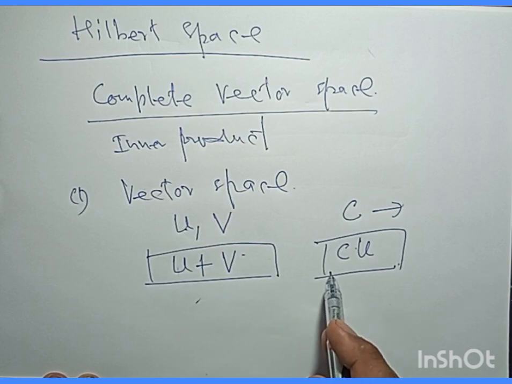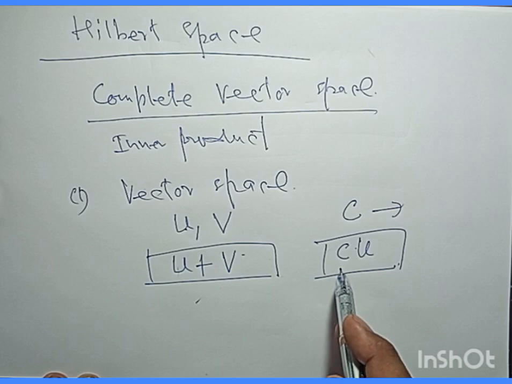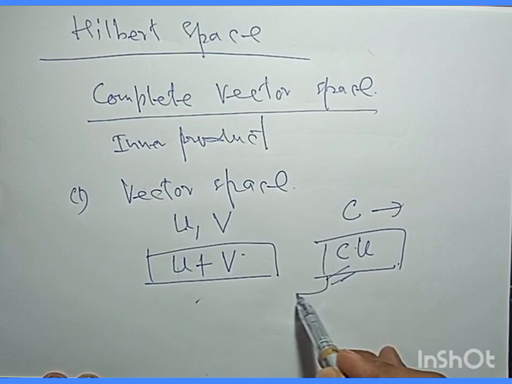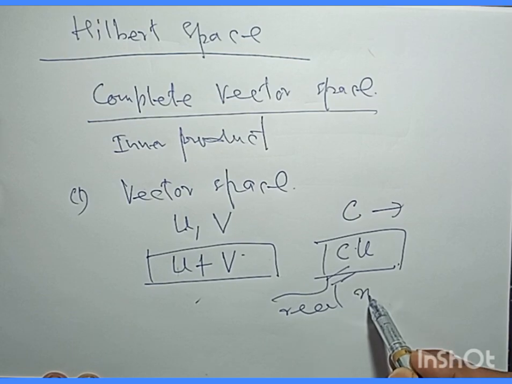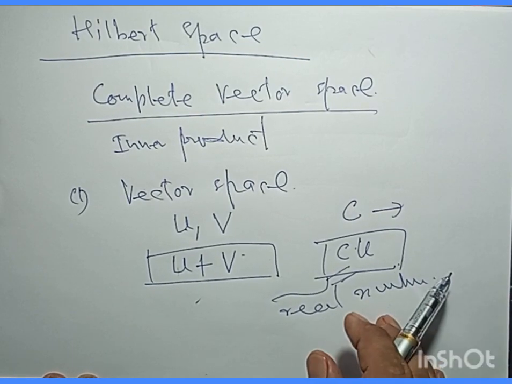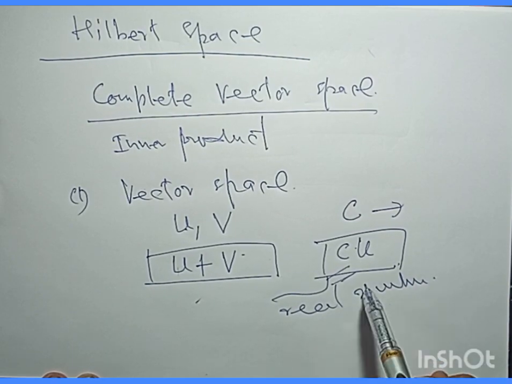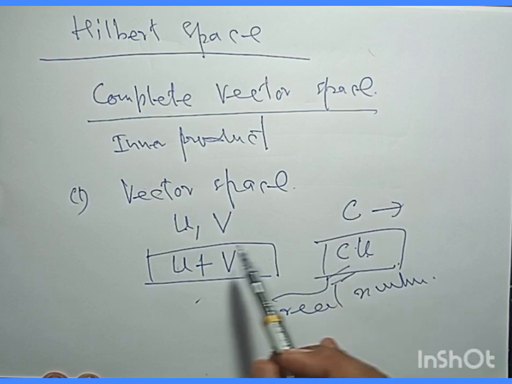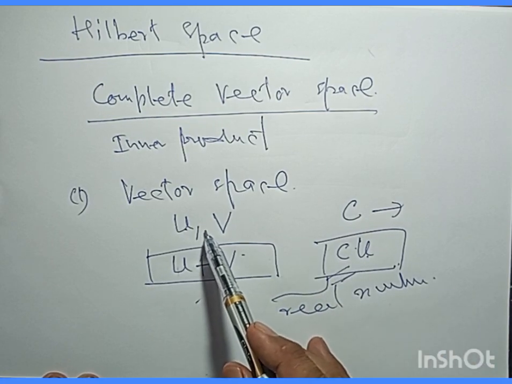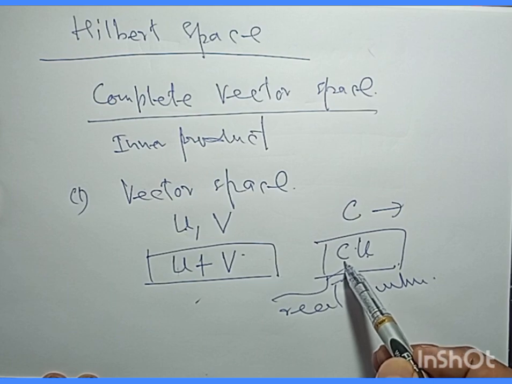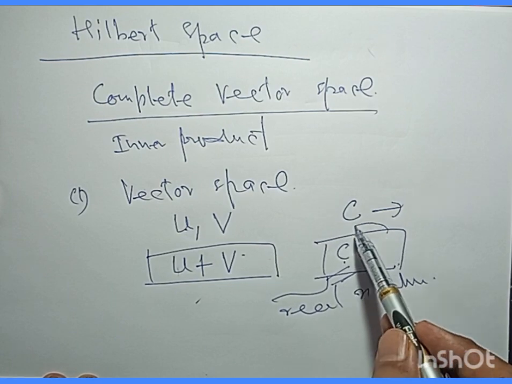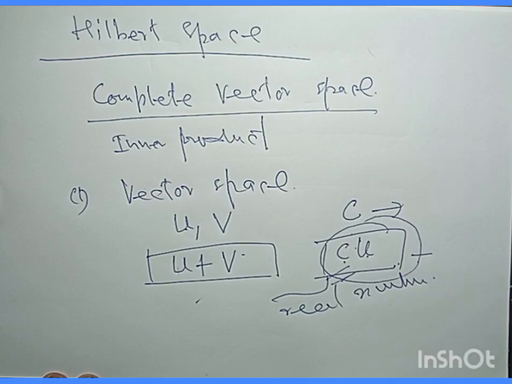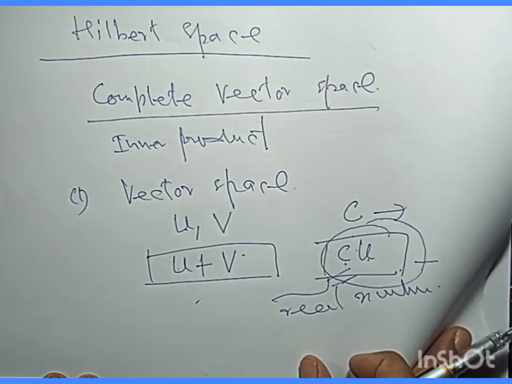On multiplying vectors by scalars, these scalars can be real numbers or they can be complex numbers. Now, if I assume that u is a vector, which I have already assumed, and c is a scalar, then cu is also a vector in the Hilbert space.